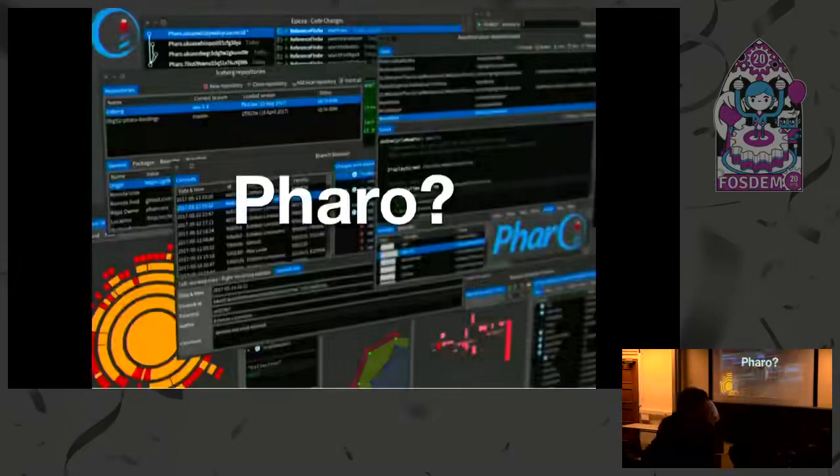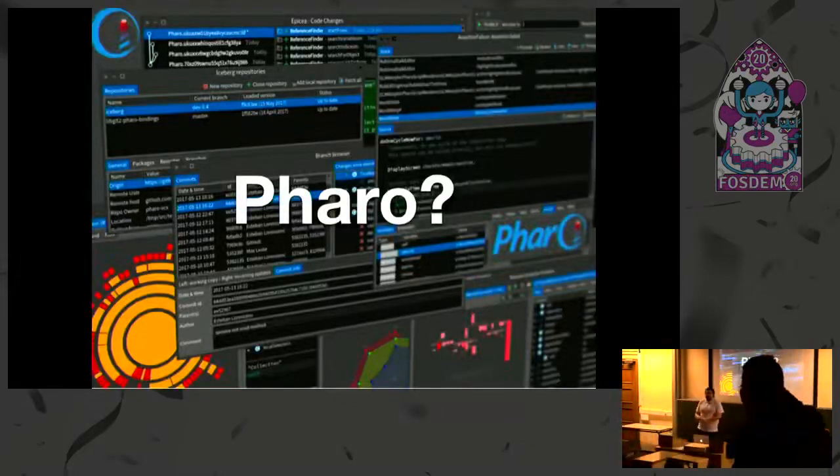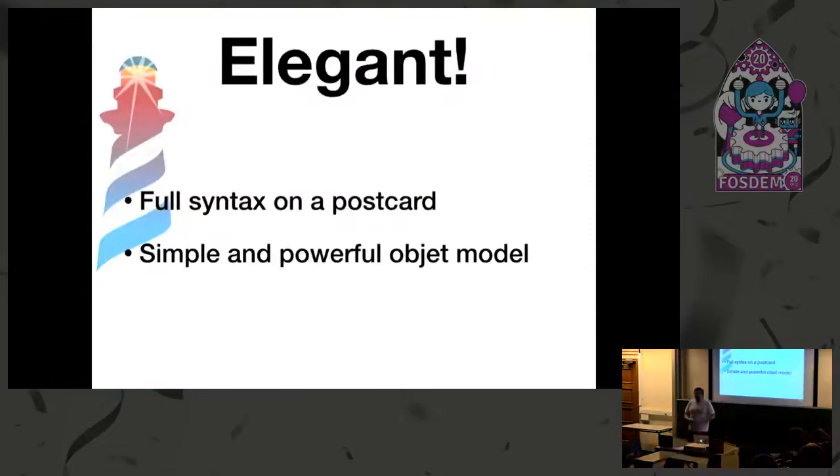Well, Faro. What is Faro? Faro is a Smalltalk inspired language and environment, and it's not new. But this question is always asked: why use Faro? Because for us, the most important thing, and the thing that we want to share with you, because we see that you are also language enthusiasts and you like a lot the simplicity and the elegance of the language, is that it's elegant. And it's a really small syntax. We can write the syntax on a postcard, and it has a simple but powerful object model.